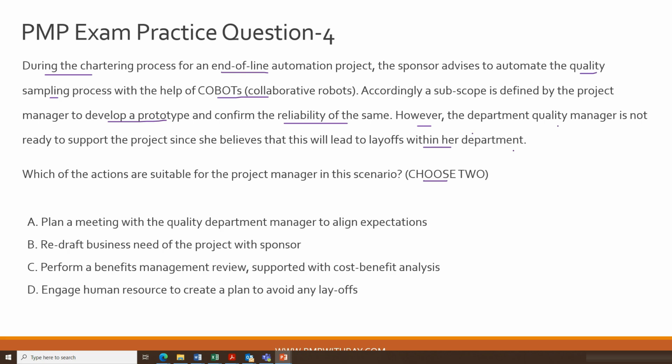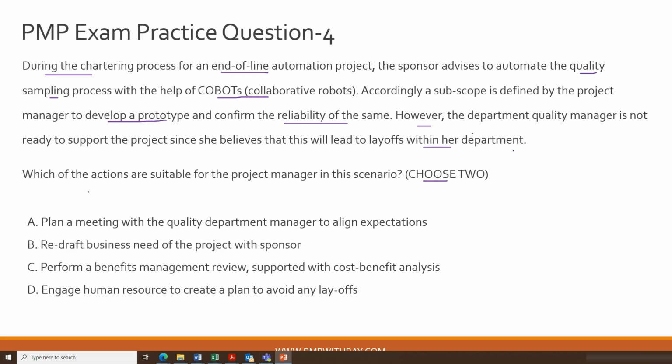Now, this is a very valid concern by the quality manager because if it was the technicians from a team who were doing the statistical samplings, now if the cobot is installed, what will happen to their job, right? So there may be layoffs. So her concern is quite significant.